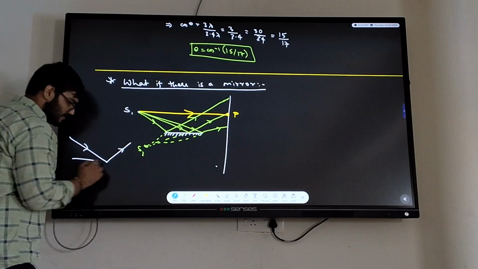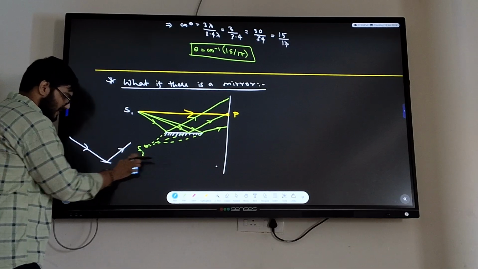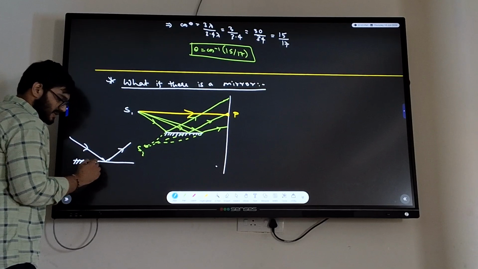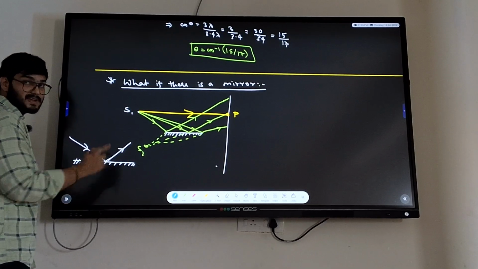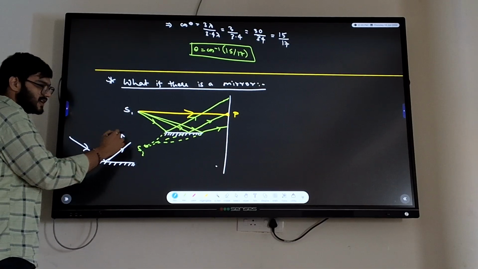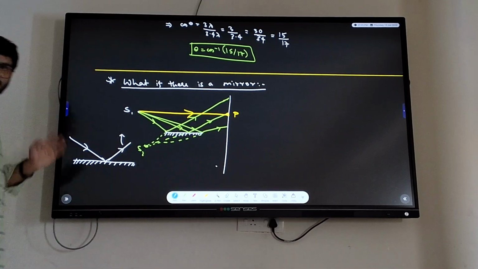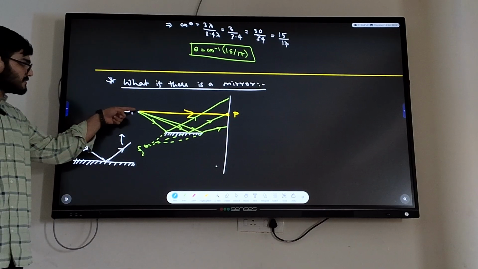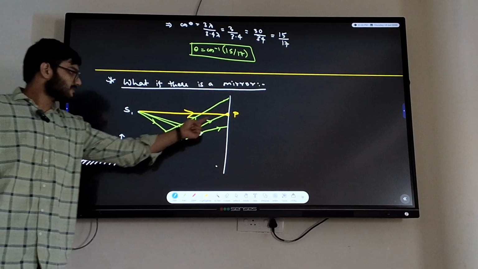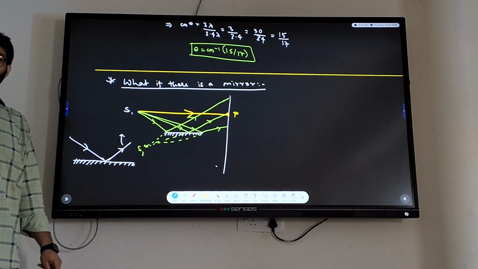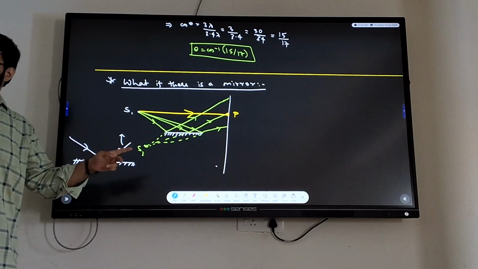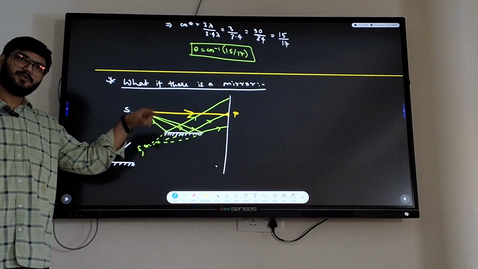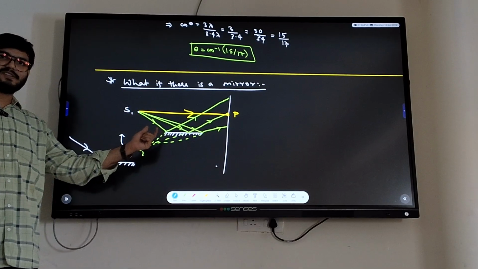Did you forget this? I told you just a couple of days ago, how many times have I said that when you go from a rarer to a denser medium, what happens? A phase reversal of pi radians. So this ray, whatever is reflected, is out of phase by pi radians. Then what is the phase difference between rays coming from S1 and rays coming from S2? They are out of phase by pi radians? Yes or no? Because the rays coming from S2 have reflected, and when you reflect, you have a phase reversal of pi radians.